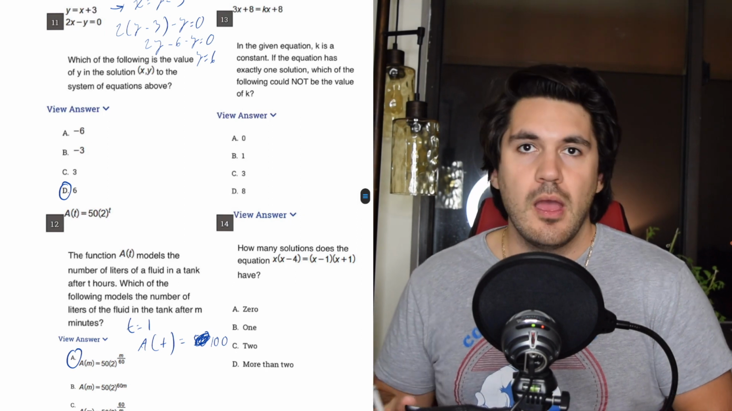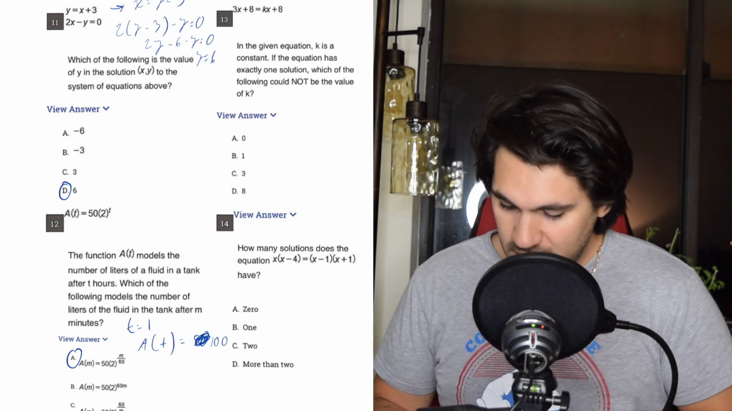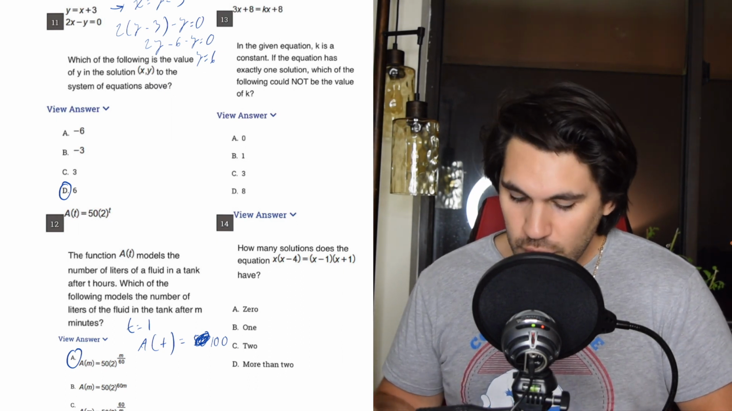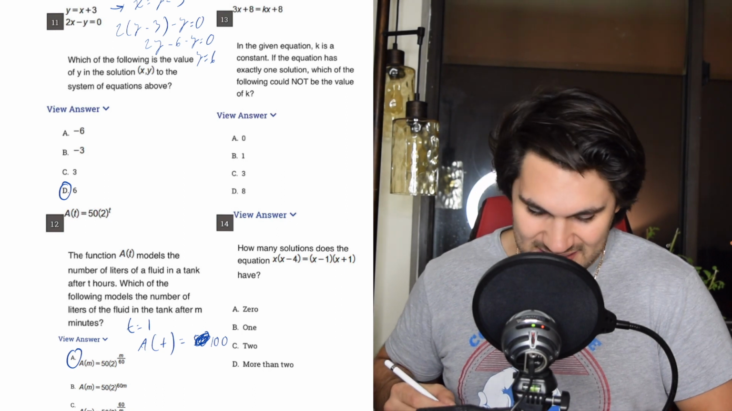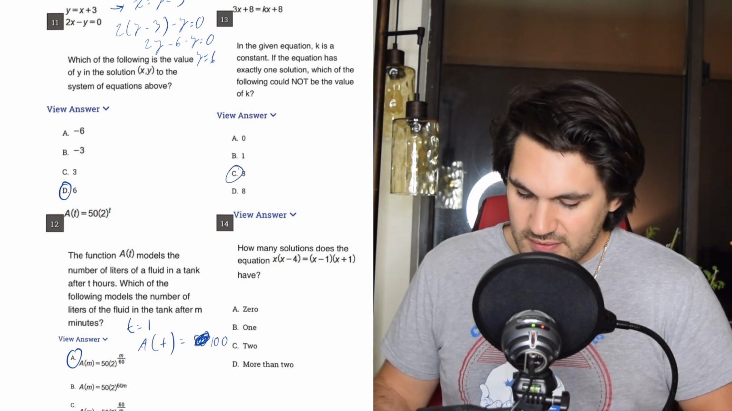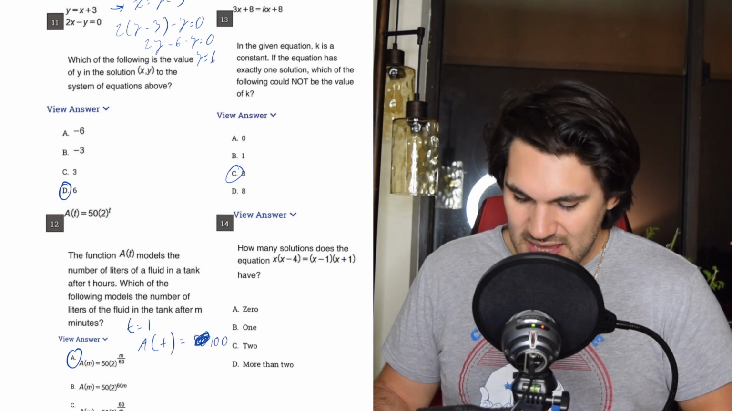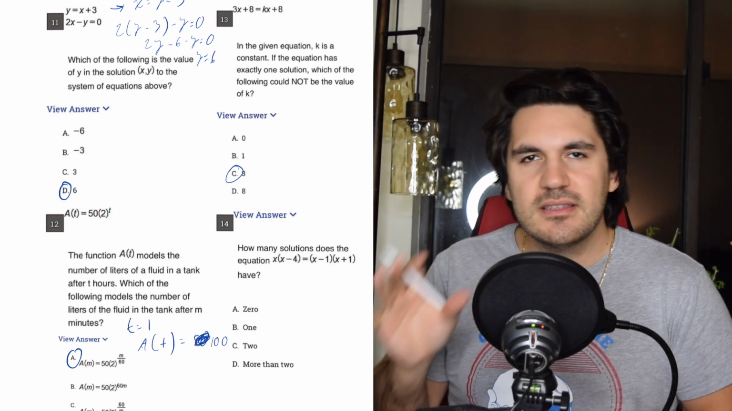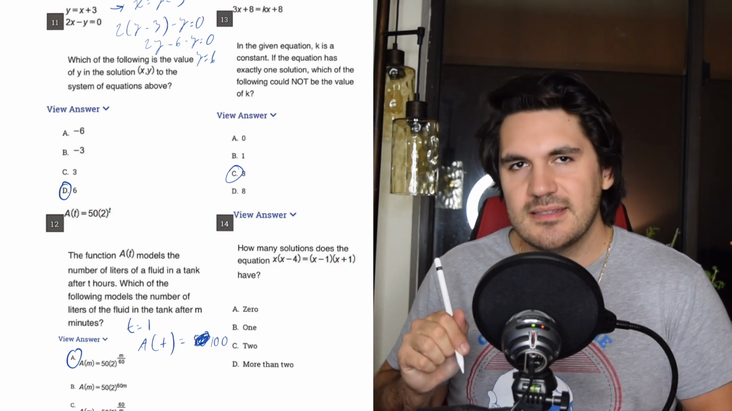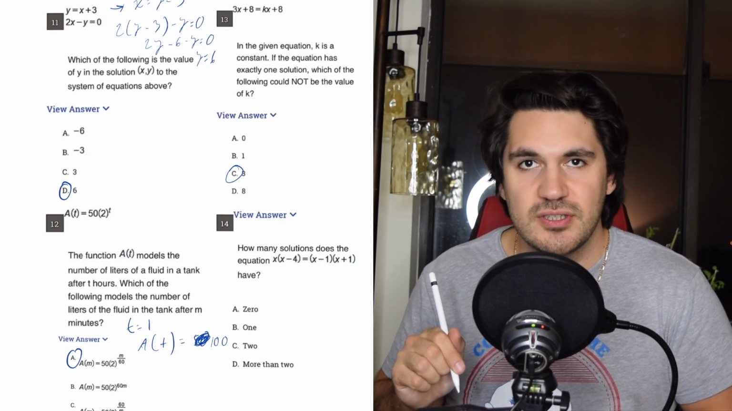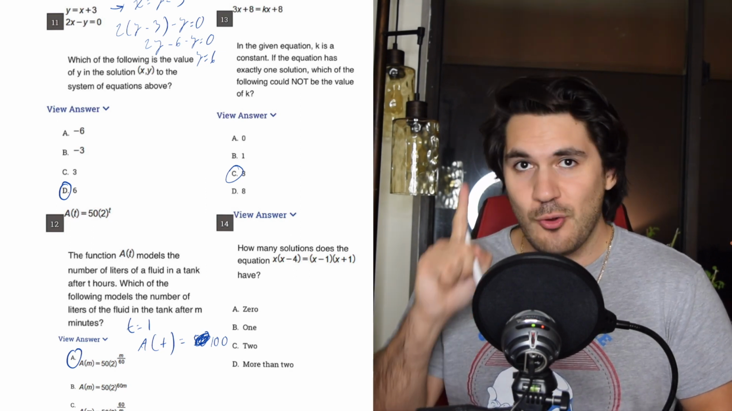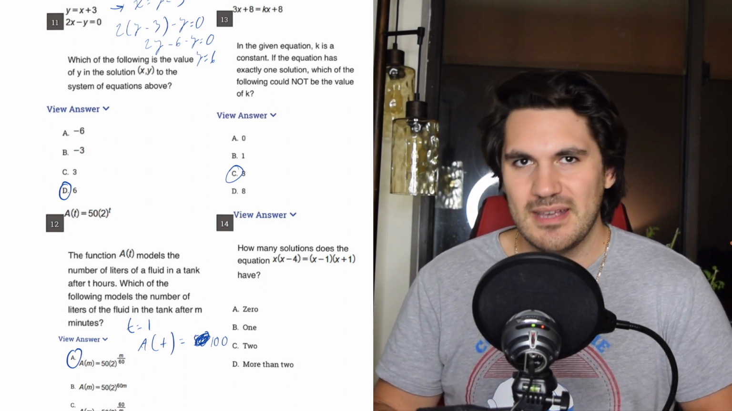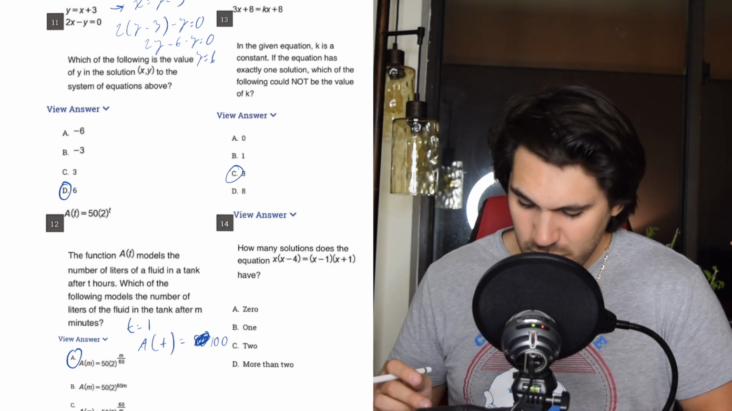Great. Cool. Number 13. If the equation has exactly one solution, which of the following could not be the value of k? So looking at it, I can tell that the answer has to be C, and I'll explain why. If k were equal to 3, both sides of the equation would be equal, right? If both sides of the equation are equal, that tells us that there are going to be infinite solutions. Since the question says there's only one solution, the answer can't possibly be C, because that would make it infinite.